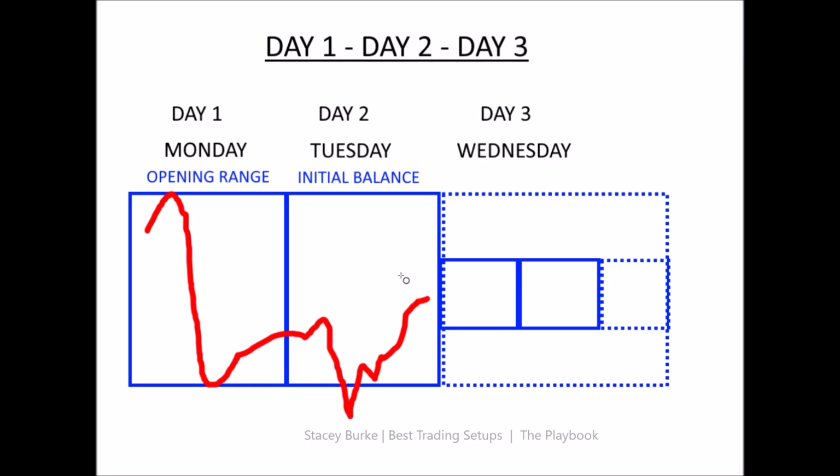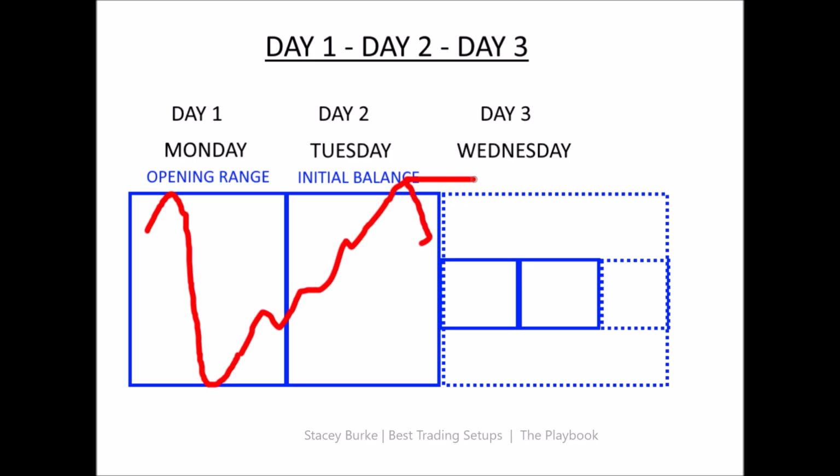So remember, any type of day, even when it's a signal day, what matters is how does it trade on the following day. But Monday, Tuesday, that's our opening range and our initial balance. Now we have a range expansion on the downside, or we may have a range expansion on the upside.